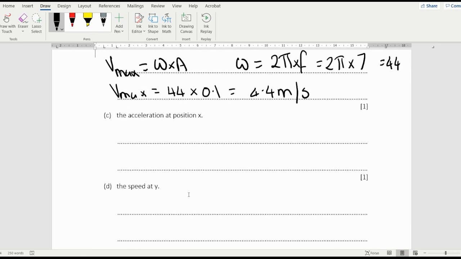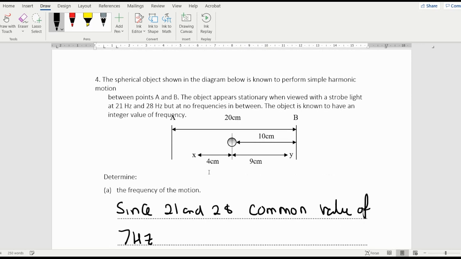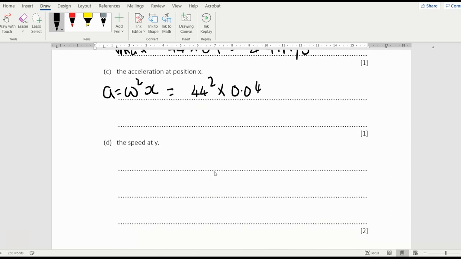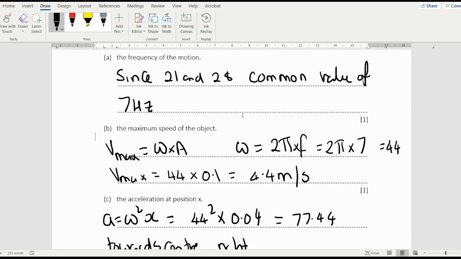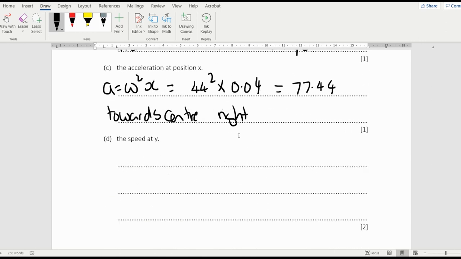It's now asking for the acceleration at position x. So I know that a equals omega squared x. So omega squared, so that's 44 squared times the displacement at position x, which is 0.04. Okay, so 44 squared times 0.04, that's going to be a value of 77.44, and that's towards the centre. So that would be right. What's actually happening is that at this point it will have an acceleration this way towards the centre of the object because the displacement is outwards. So it's always trying to go positive.